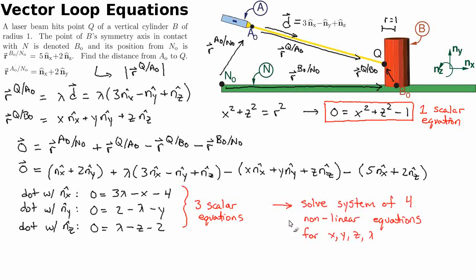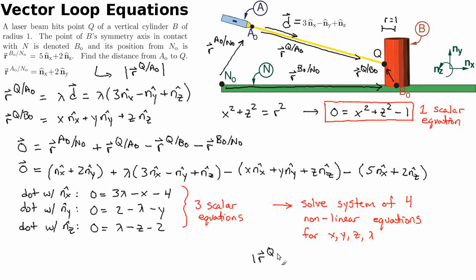So the next step in solving this problem is to solve this system of 4 nonlinear equations. These 3 are linear, but this one is nonlinear. And we're going to solve that for values of x, y, z, and lambda, which satisfy all 4 equations. Notice that because of this equation, there's going to actually be 2 solutions. We can interpret that geometrically as one point where the laser first touches the cylinder, and the other point where the laser passes through and touches the cylinder on this side.